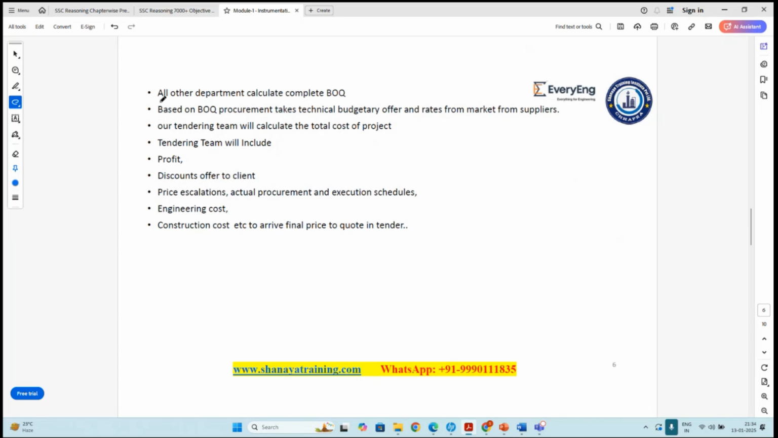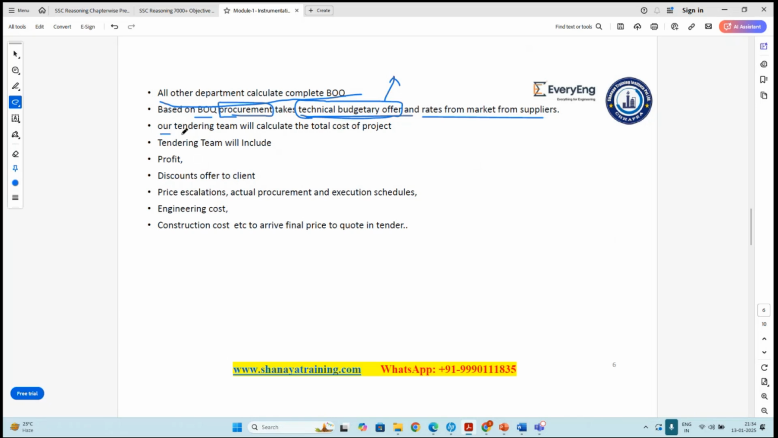Once every department calculates the bill of quantity, based on it the procurement department will take the material price from the market. That price is called technical budgetary offers. In the technical budgetary offers, we need to verify whether the price quoted by the vendor is for the same material or some different material. That is called the technical budgetary offer, which we need to review. Once it is okay, the procurement people will take the material price from the suppliers.